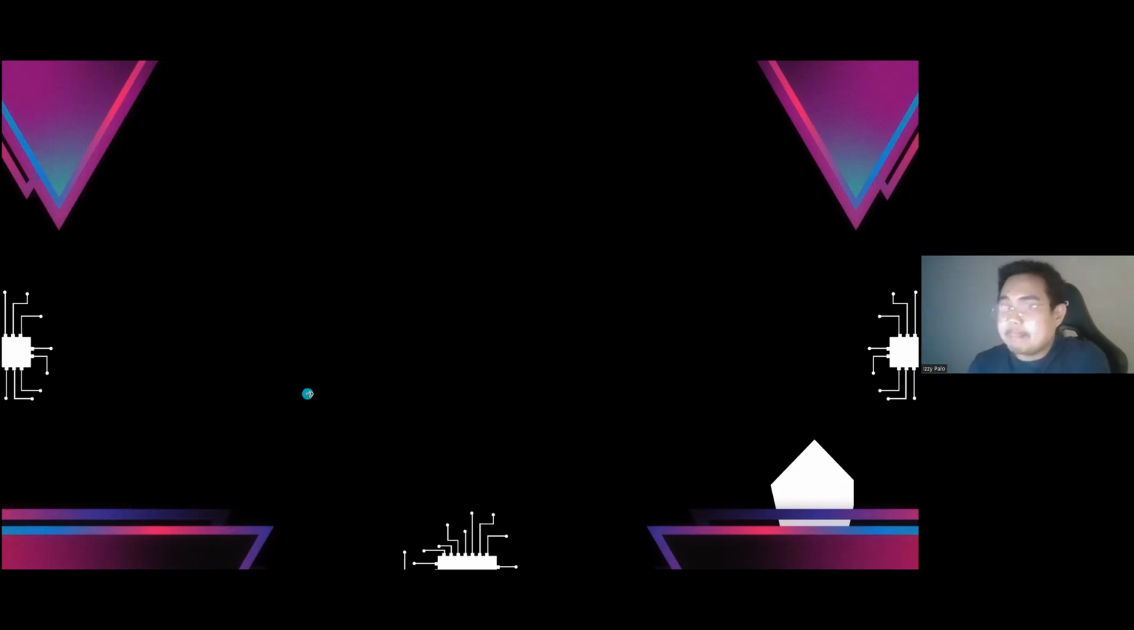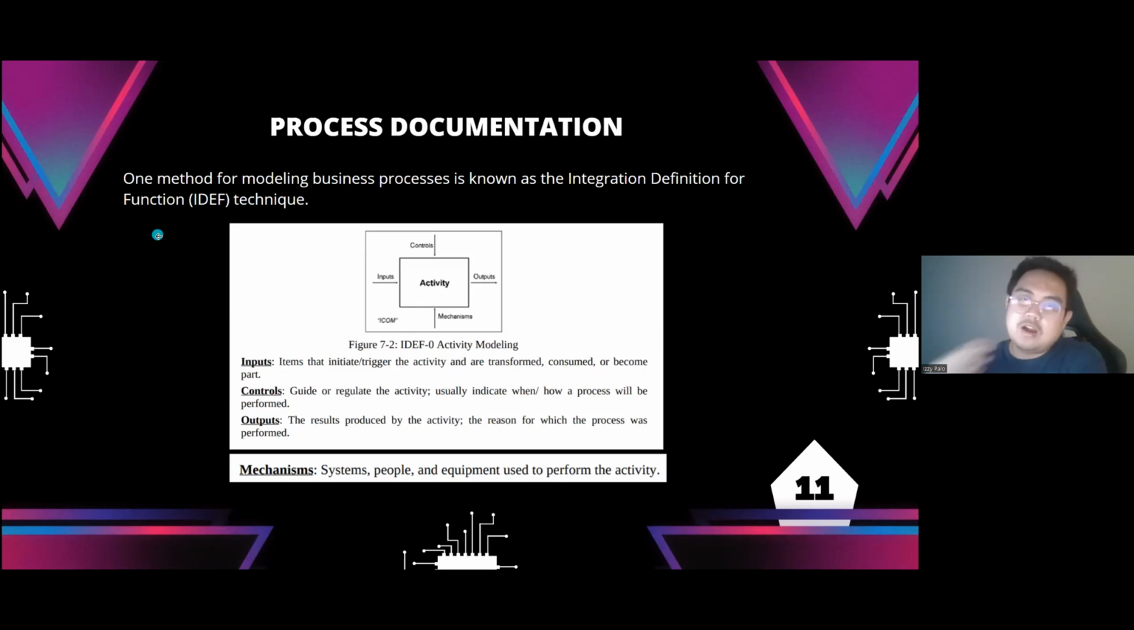So many of the artifacts in business level consist of processes. Each of the processes should be documented. There are different methods for the documentation of business processes. One method is the IDEF. It's called Integration Definition for Function. It was developed in the mid-1970s for modeling complex military projects.